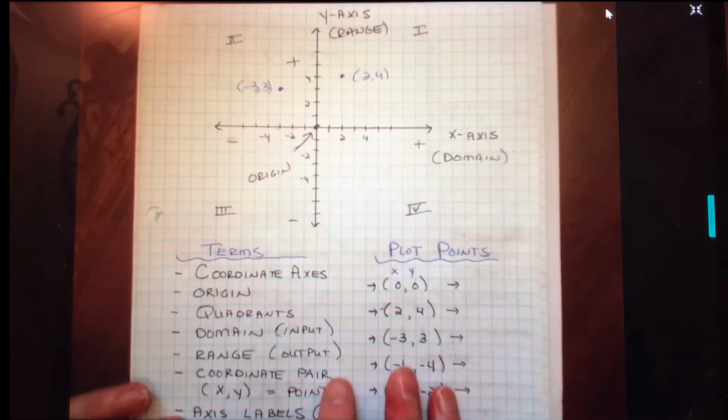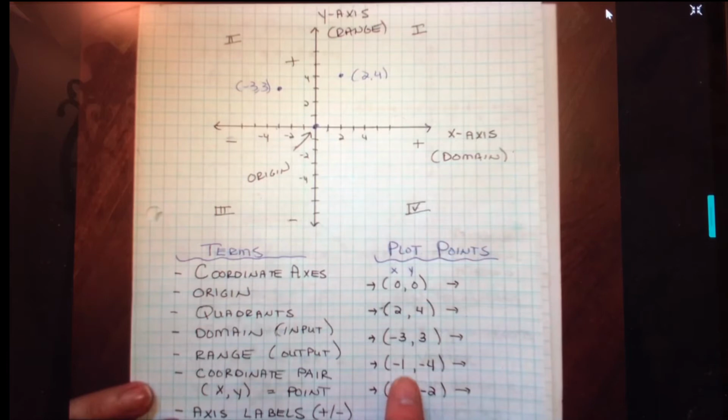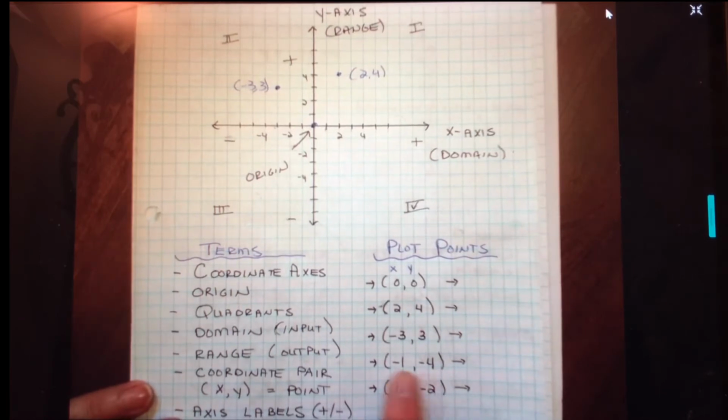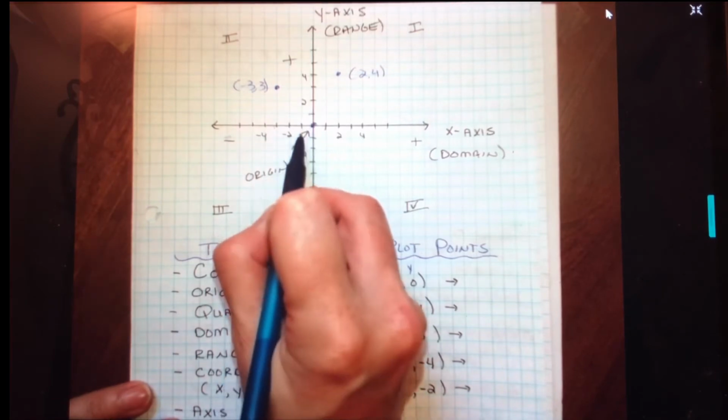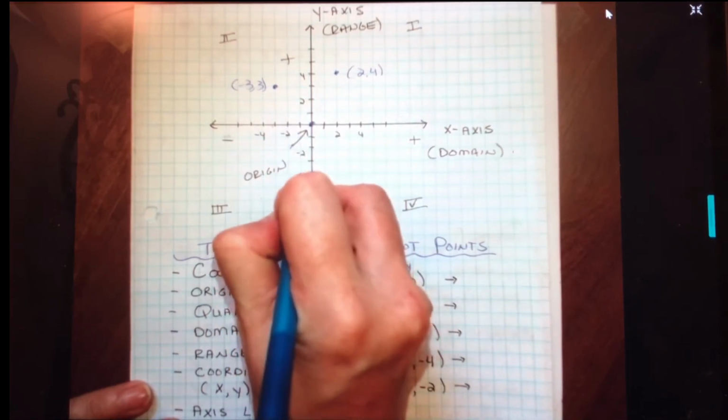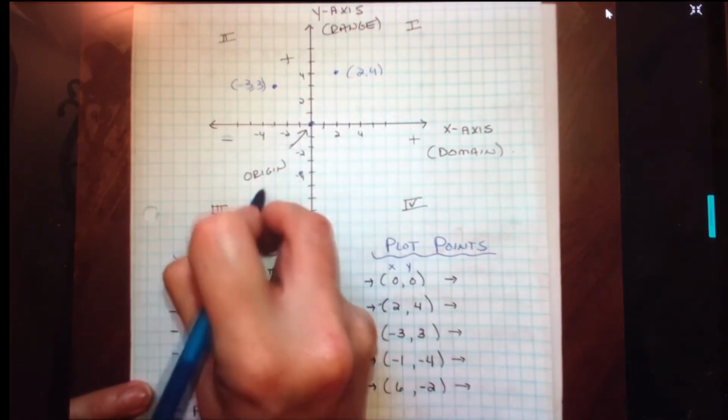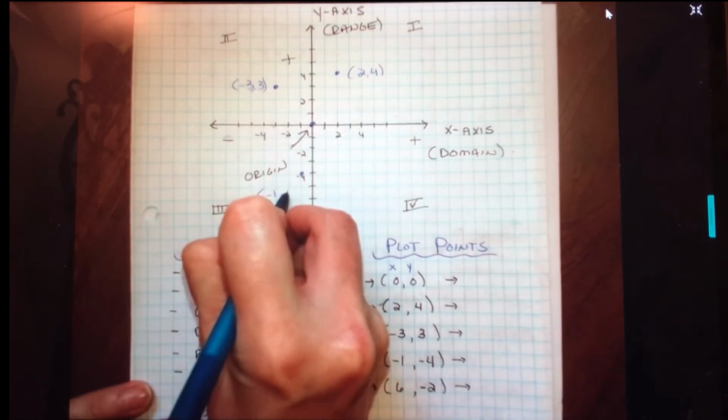Okay. Now the fourth point. X and Y are both negative. That's going to actually put me down here in quadrant 3. So the X is -1, so I go 1 to the left, and the Y is -4, so I'll go 4 down. So again, starting at the origin as a reference, -1, and then 1, 2, 3, 4. That places me right here. So that is indeed in quadrant 3.